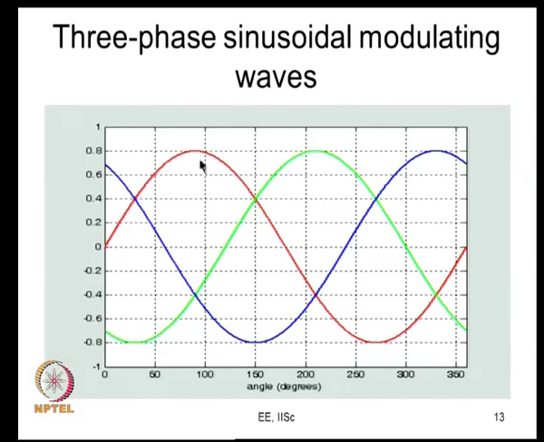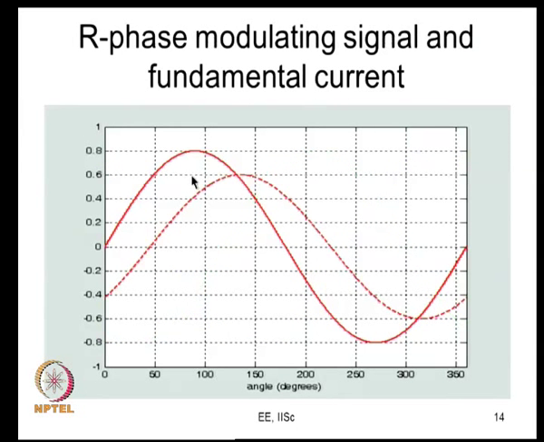So, the peak phase fundamental voltage is 0.8 into VDC by 2. So, if your VDC is 600 volts, VDC by 2 is 300, 0.8 into 300 is 240 volts. So, 240 volts is the fundamental phase to neutral voltage applied on the load. And depending on the load impedance, there will be a corresponding current. So, let us say this is the load current. So, there is a certain amount of current, and we saw that there is switching energy lost.